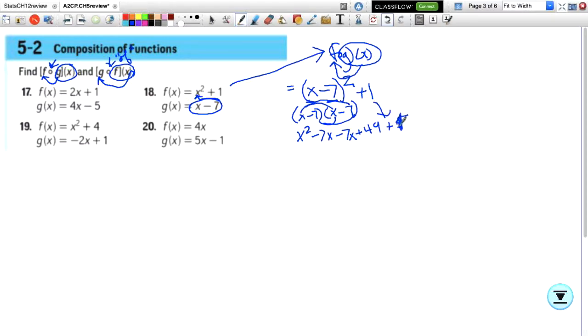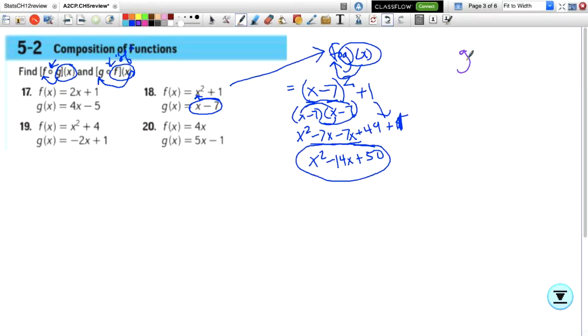Ooh, plus 1. Now I'm just going to combine like terms. x squared minus 14x. 49 and 1 is a plus 50. And again, I got the 14 from the negative 7 and the negative 7 put together. There's no more simplifying here, so boom. That is f of g of x: x squared minus 14x plus 50. Now I'm not done. The second half of the directions is to do the other one here.